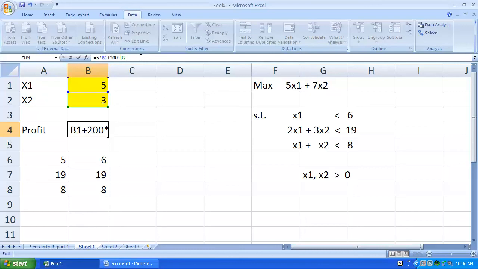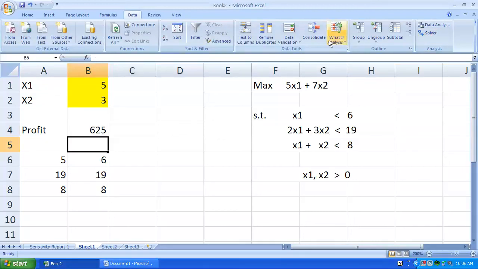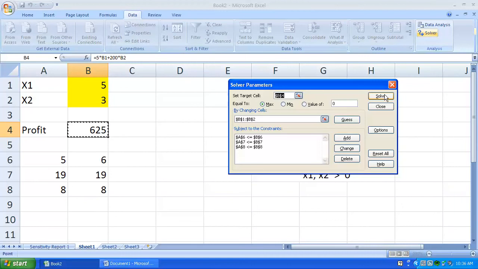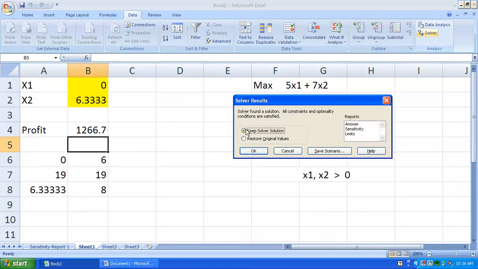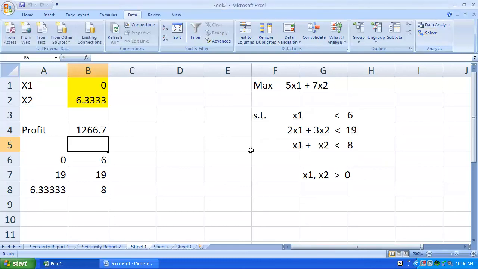I'm going to solve this again, changing that to 200. I'm going to hit Solver. Oops, need to hit Enter. Let's hit Solver, Solve, and there you go. I'm going to look at the sensitivity analysis here as well. Okay. Now, what happened when I did that? Well, as you might expect, we don't produce anything of product 1 because the profits relative to product 2 are pretty tiny. And I just produced product 2.